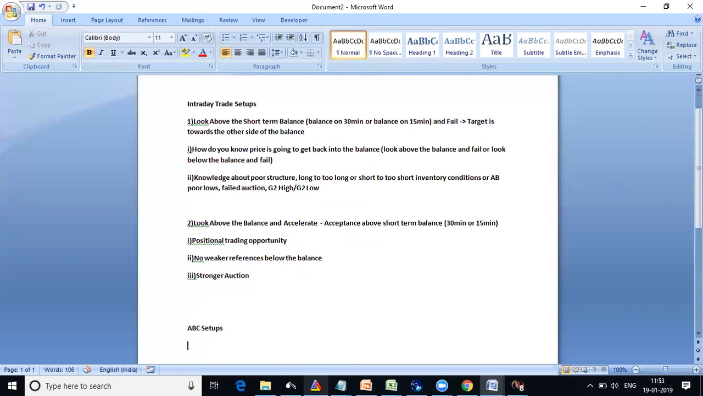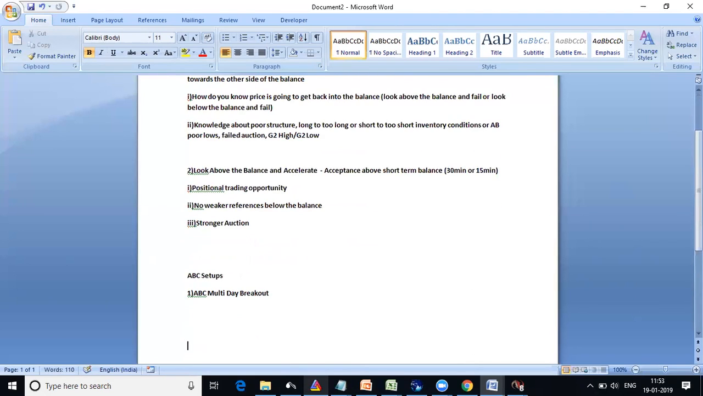The first ABC setup is the ABC multi-day breakout. Let's say a multi-day breakout with serious elongation. These kinds of setups usually come like this.